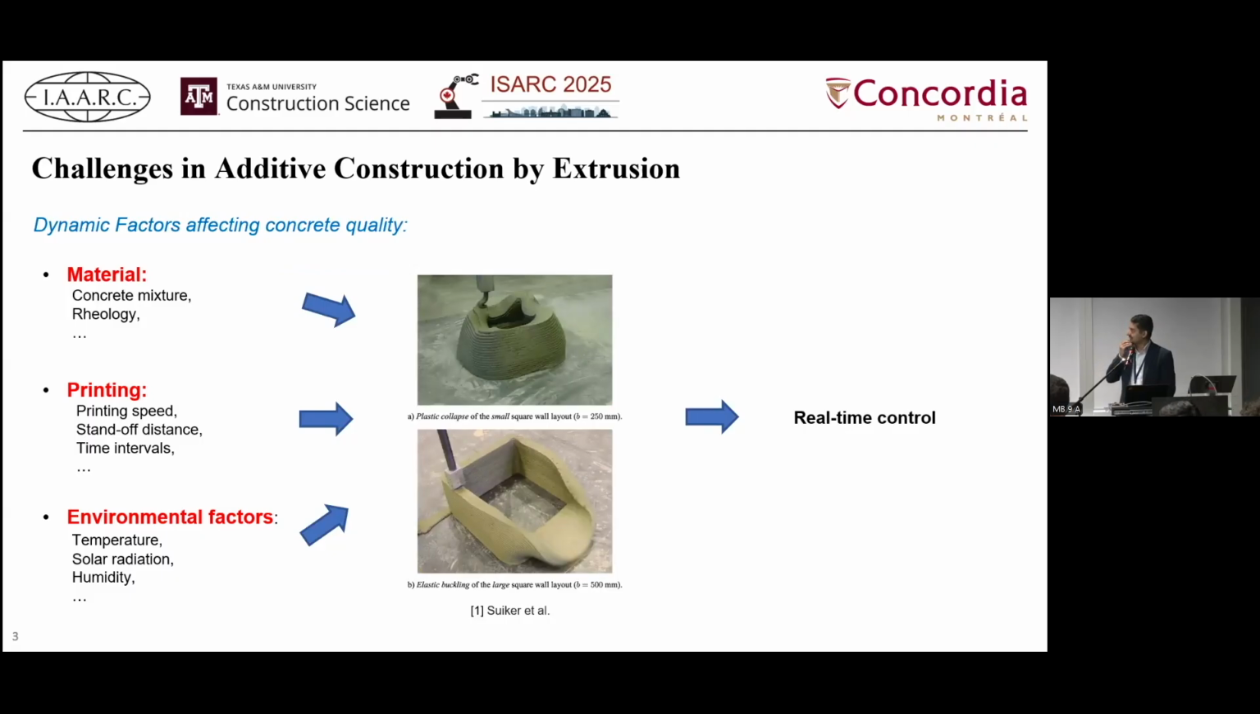Some of the big challenges, especially during the printing process, is if we're not able to monitor the layers underneath and we keep printing above, it can buckle, it can collapse, and then you lose the whole print. It's a complex problem because several factors are related to the material itself and the print parameters: how fast you print, the thickness of the layers, and environmental factors like temperature and humidity. All of these impact how the layers underneath cure and the quality of the print.